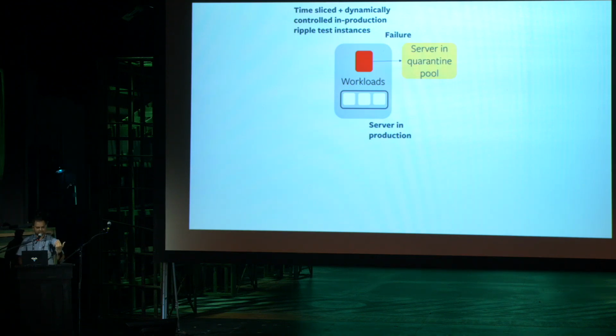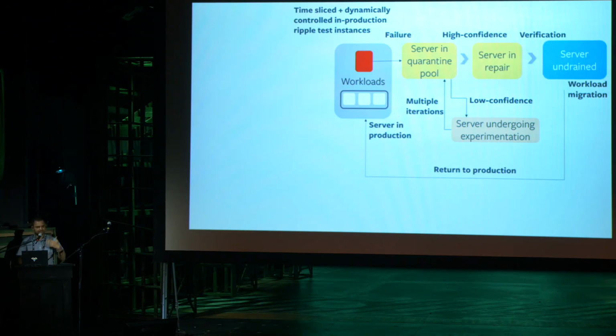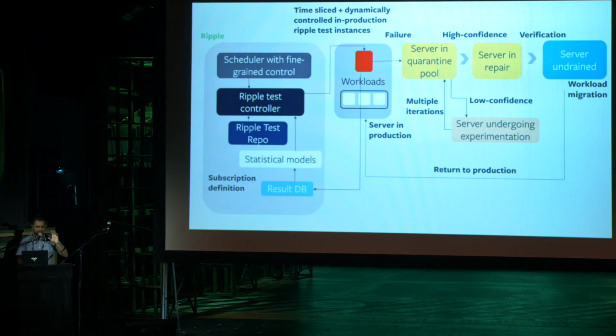The flow that we follow every time we detect a failure is very similar. The server is in the quarantine pool. If it's low confidence, it goes through experimentation and multiple iterations, and then we up-level the signal to high confidence repair, and the server is undrained after the repair execution. What's different in comparison to Fleet Scanner here is that there's a very specialized scheduler with fine-grained control. It has the ability to identify which workloads I can co-locate with. Should I run for 100 milliseconds or 10 milliseconds?